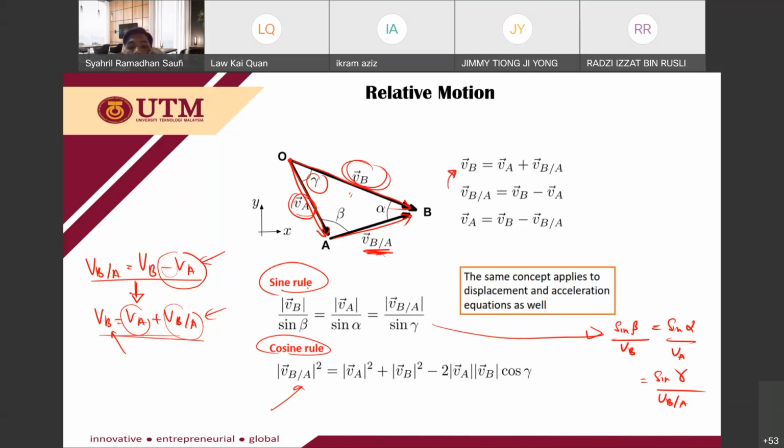Trigonometry methods. If you notice here, you have VB, VA, and VB/A. Then you have only three vectors, so you can form the triangle. From that triangle, you can use the sine rule and cosine rule. Alright, any questions so far?